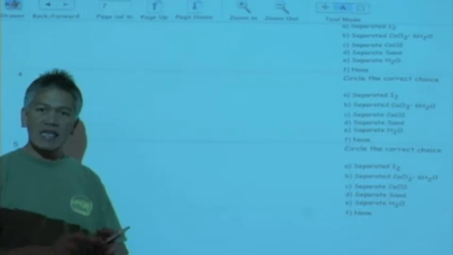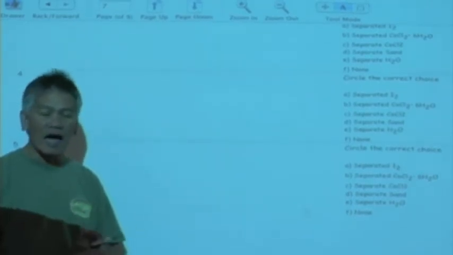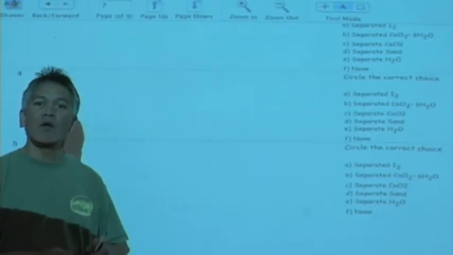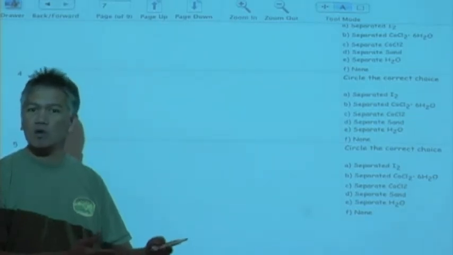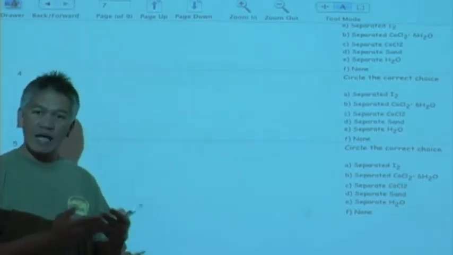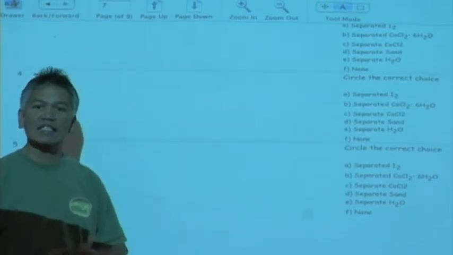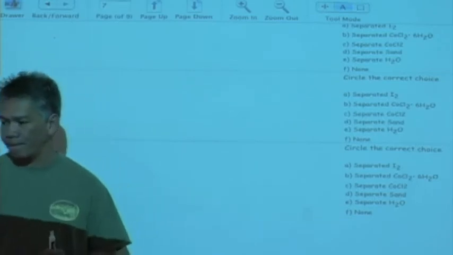At the end, you're going to isolate substances A, B, and C, sand, cobalt chloride, iodine, not in any particular order, and you want to identify which was the first chemical you isolated in step two, which was the second chemical you isolated in a subsequent step, and which was the last chemical you isolated in the last procedure.